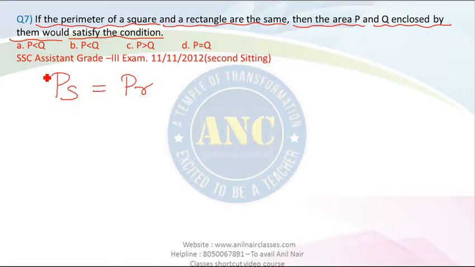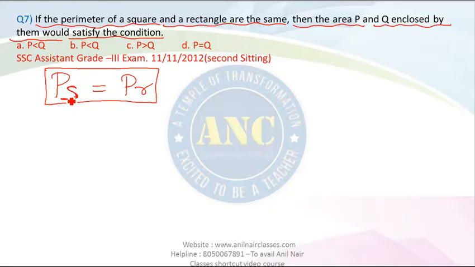Now see here, the catch in the question is that the square perimeter and rectangle perimeter are the same. Now suppose the square perimeter, I will take it as 10. If the perimeter of the square is 10, then the side of the square will be 10 by 4, 2.5 or 5 by 2. So that is a problem with working with decimals or fractions. So I will not take 10. Let me take it as 100.